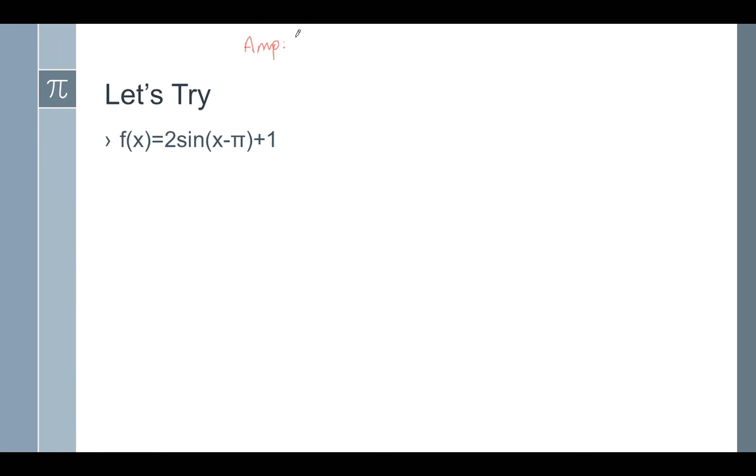I know my amplitude is 2 because that's the number in front. So that means I go up 2 and down 2 from center. And I know the center line to be y equals 1 because it goes up 1 unit with that plus 1. My period is 2 pi over b, and b is 1. So my period is 2 pi. Well, that's kind of nice. And my phase shift is pi over 1, so it's pi units, and since it's a minus, it's pi units to the right. So here's what I need to do.